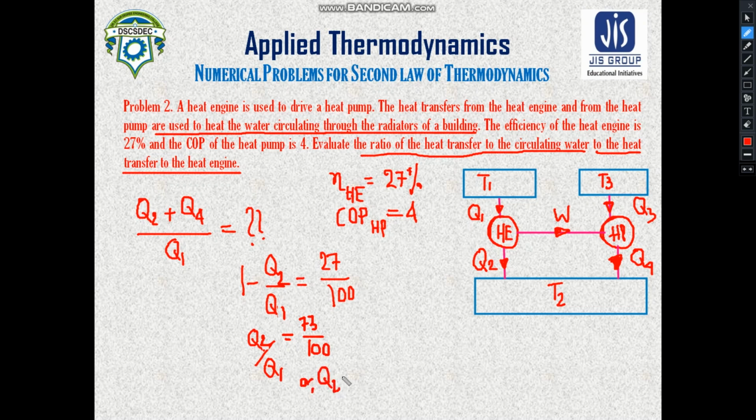And Q2 can be written as 0.73 Q1, right? So let us write it here because it will be required to us.